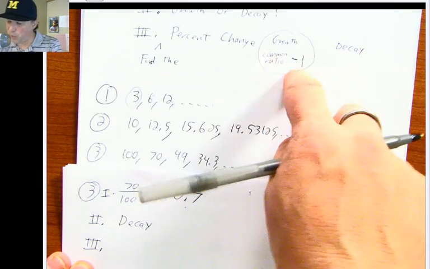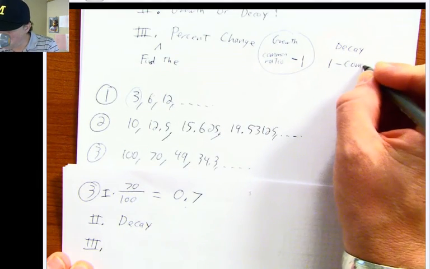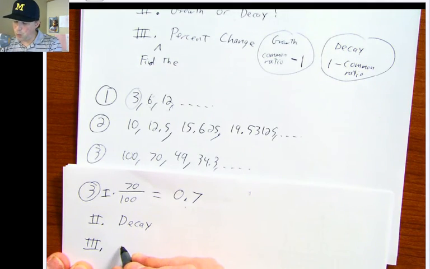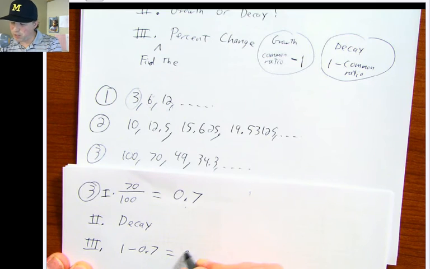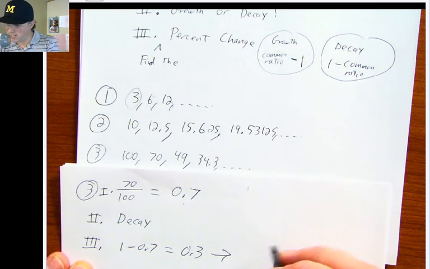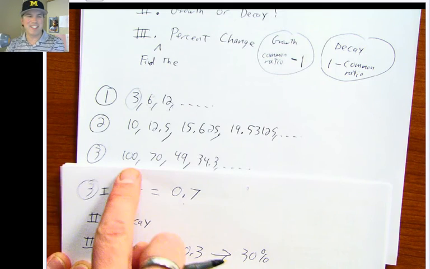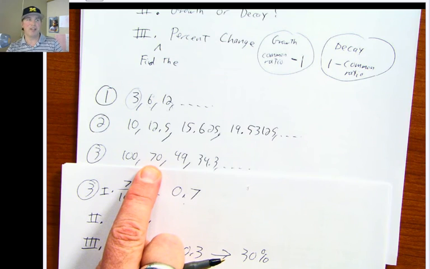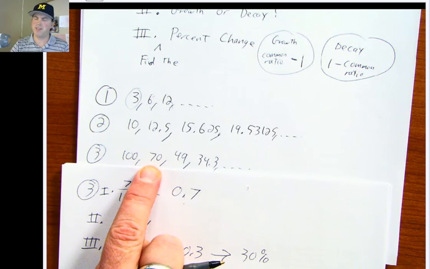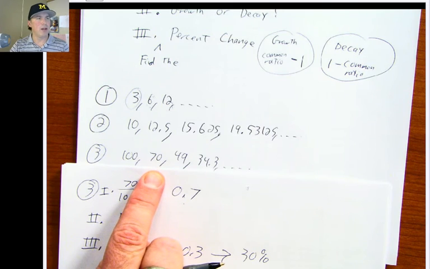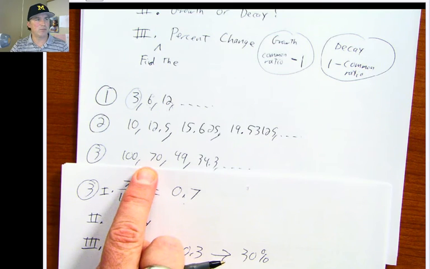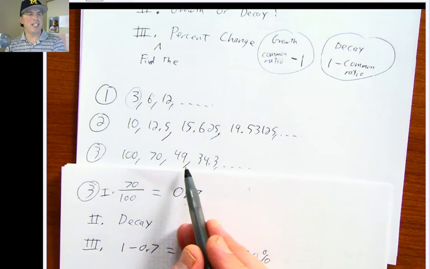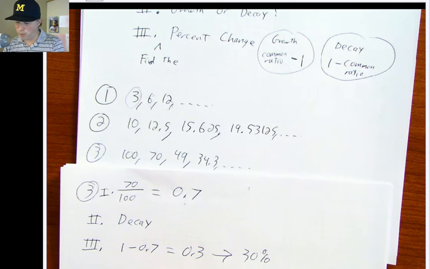So in a decay, you do the exact opposite. Instead of going the common ratio minus 1, you go 1 minus the common ratio. So in this case, 1 minus 0.7 is 0.3. We change that to a percent, it's 30%, which kind of makes sense. If you were at 100%, but then you had a 30% discount, you'd then be paying 70%. Anyway, 100 down to 70, 30% discount, 30% change. I get those confused. So this was me using an easier example to explain a difficult problem.